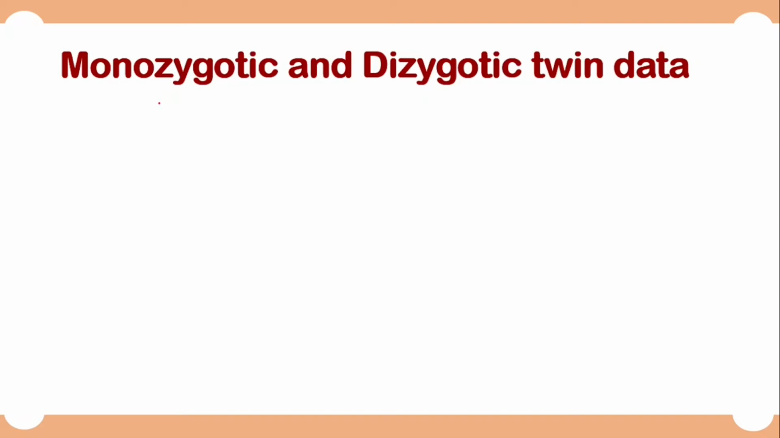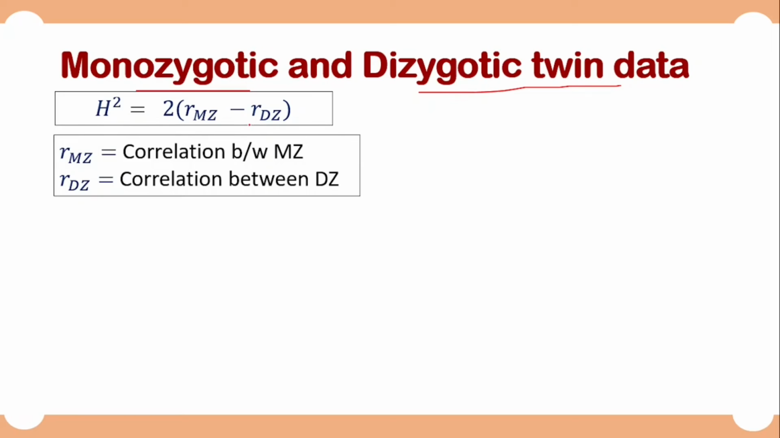So now I will provide an example on estimation of heritability using monozygotic and dizygotic twin data. As I have already explained, broad sense heritability can only be estimated using monozygotic and dizygotic twin data. So the formula to estimate broad sense heritability is capital H square is equal to 2 into (RMZ minus RDZ), where RMZ is the correlation between the monozygotic twins and RDZ is the correlation between the dizygotic twins. So to estimate broad sense heritability, we need a correlation coefficient between the monozygotic twins for the same trait, and at the same time we also need the correlation coefficient between the dizygotic twins.